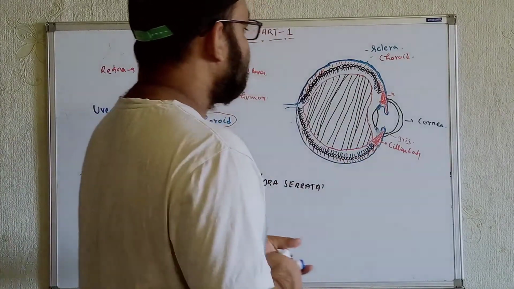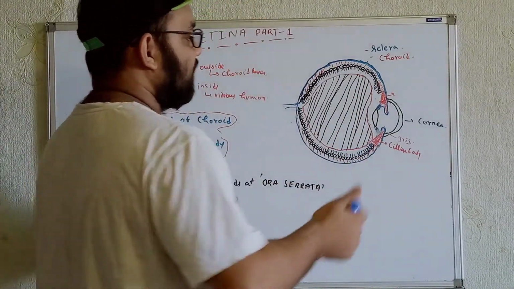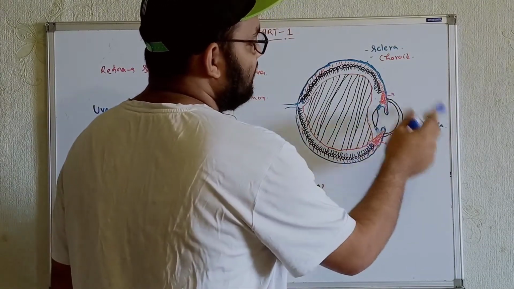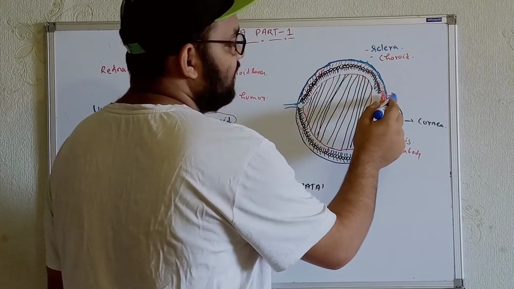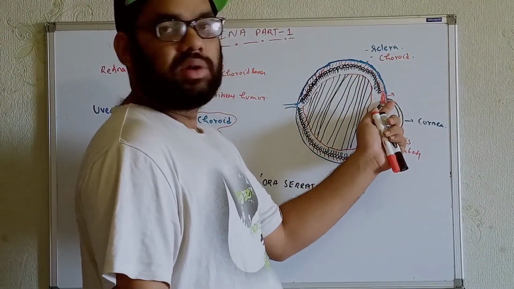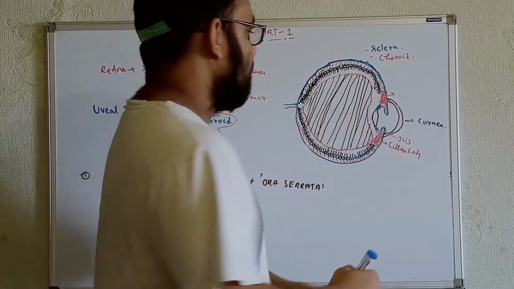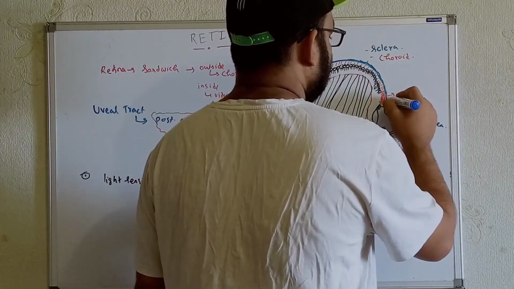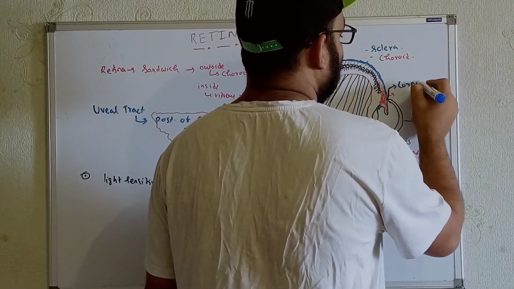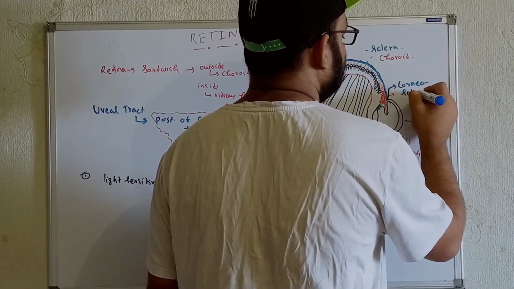If we see exactly, now try to understand, this is the cornea, this is the sclera layer. So this point should be known as the corneoscleral junction. This point is supposed to be known as the corneoscleral junction.